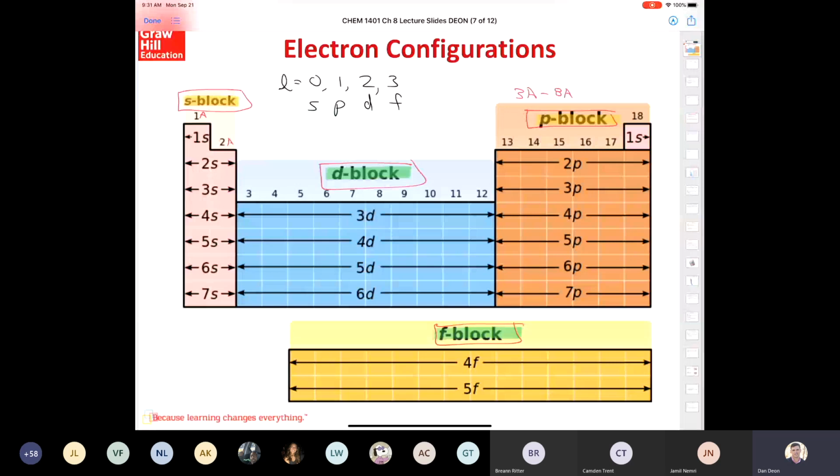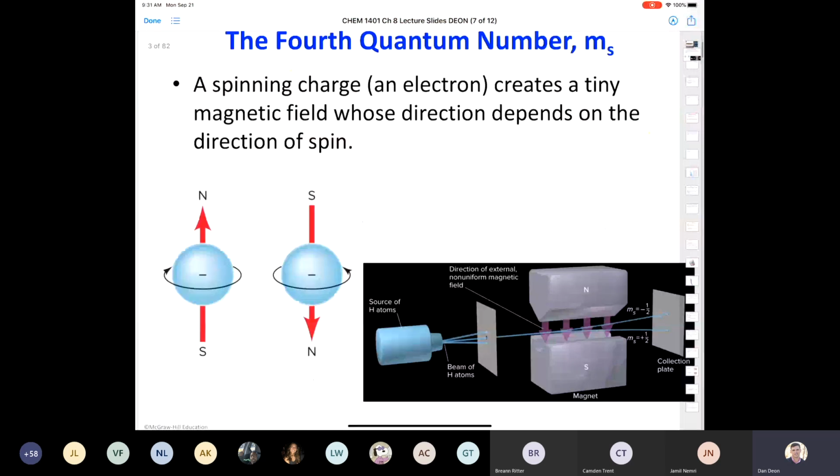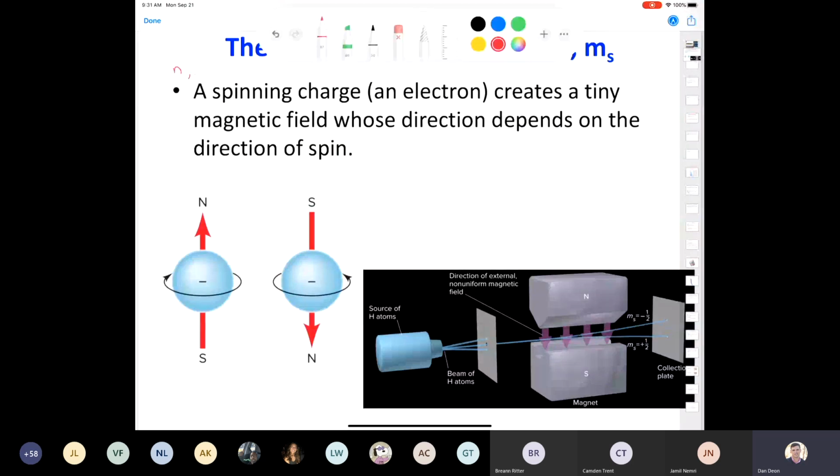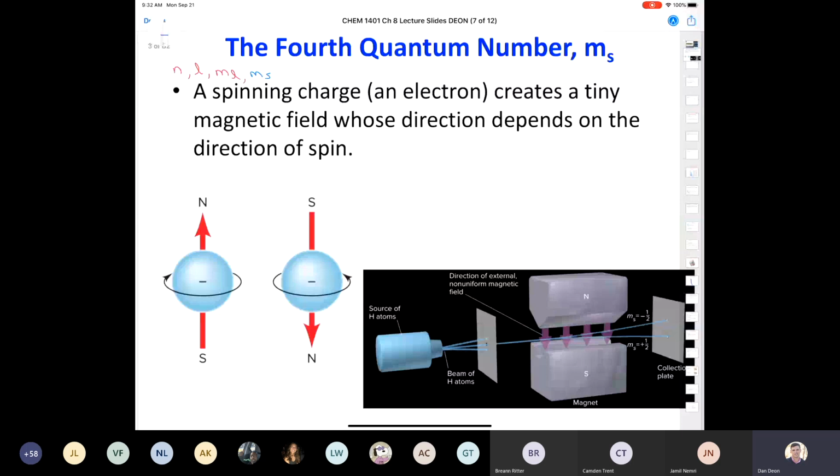Now, let's get into that fourth quantum number. Again, we already talked about the first three quantum numbers, which are n, l, and ml, but now we need a fourth quantum number, and that fourth quantum number is called ms, and that represents electron spin. So we could just call that electron spin, or you could call that the spin quantum number. It's probably called a few different things.